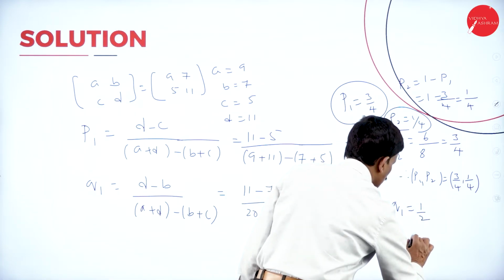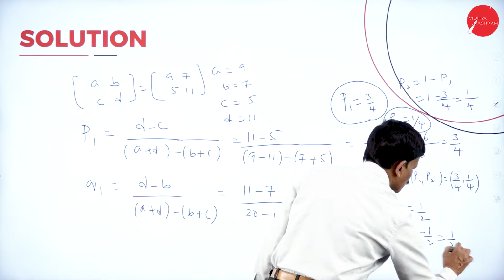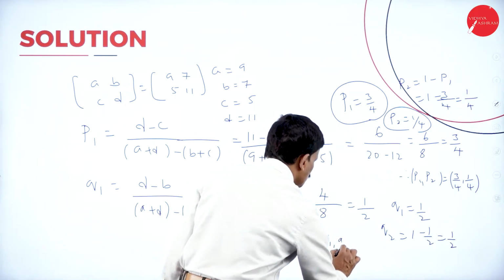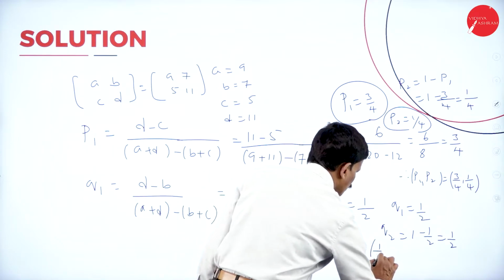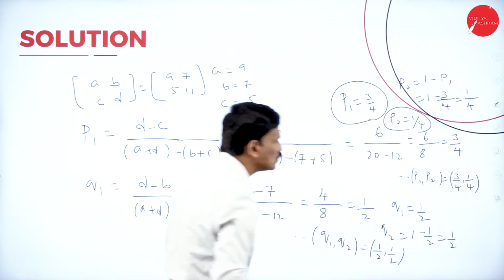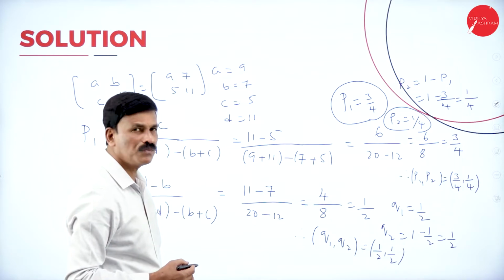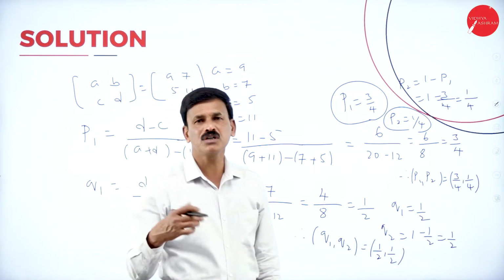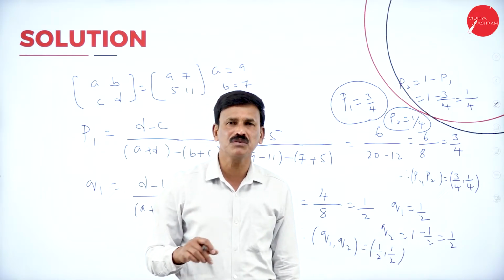And Q2 is equal to 1 minus 1 by 2, that is also equal to 1 by 2. So therefore Q1 comma Q2 is equal to 1 by 2 comma 1 by 2. So P1, P2 is 3 by 4, 1 by 4, and Q1, Q2 is 1 by 2 comma 1 by 2. Okay, this is how we are going to find out the values of P1, P2, Q1 and Q2.